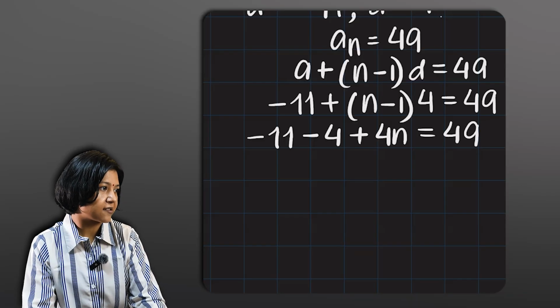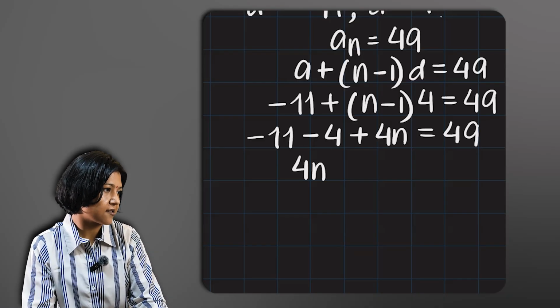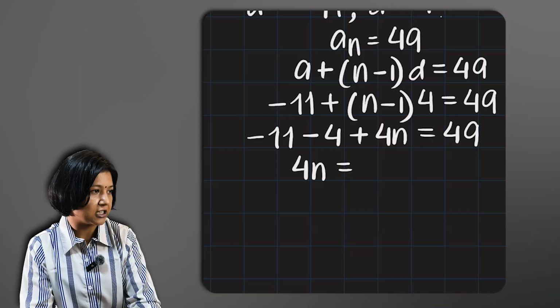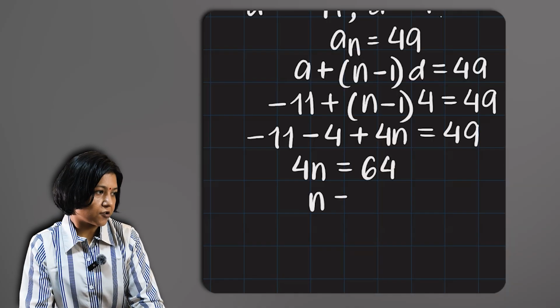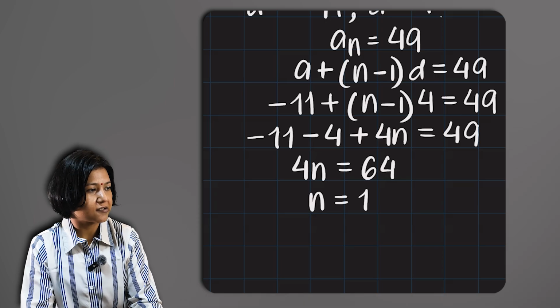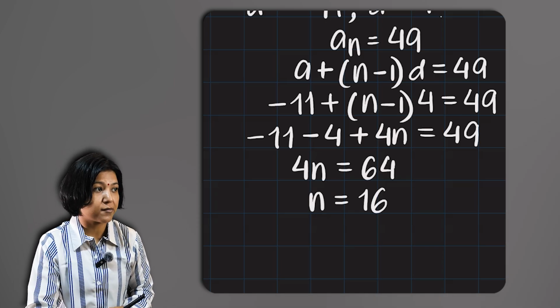You can simplify. Minus 11 minus 4 goes to the other side, becomes positive 15. So 49 plus 15. n equals 64 divided by 4, which is 16. So I see that there are 16 terms in this sequence.